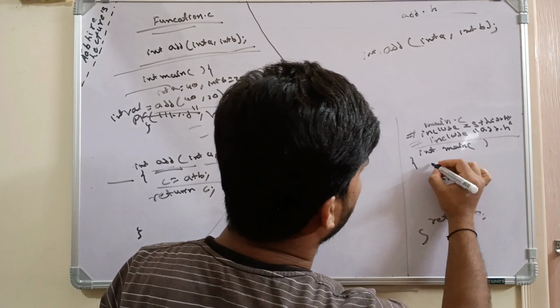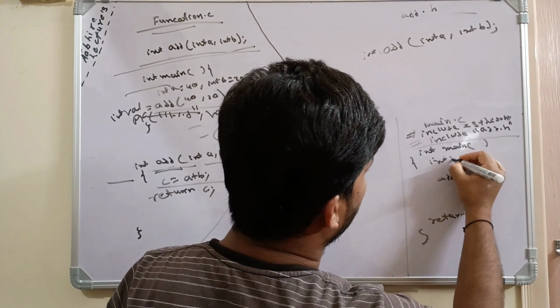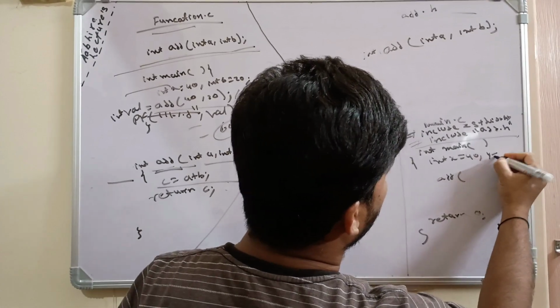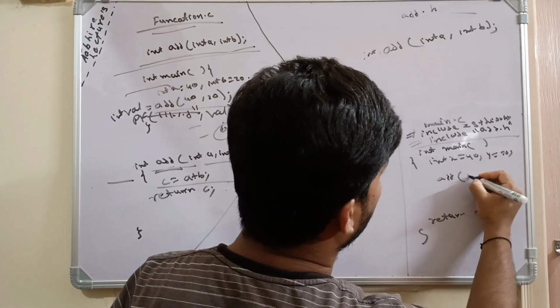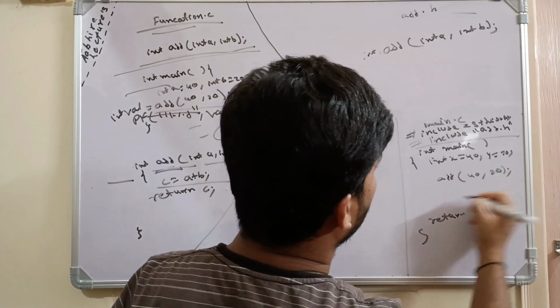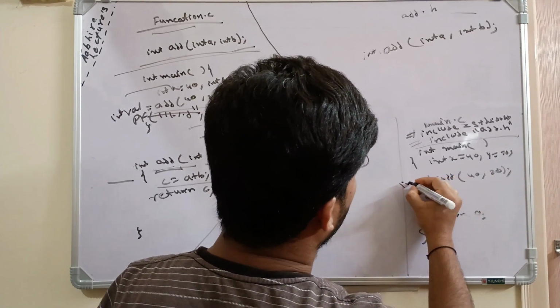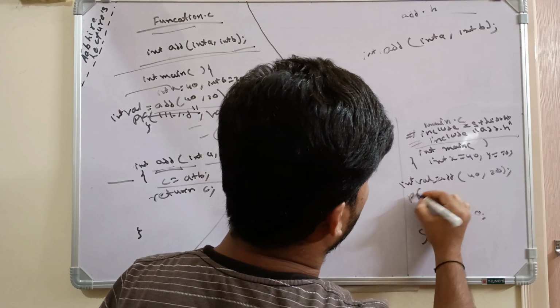So we will call it here, right? And before that, create a variable and assign some value. Equal to 20. Okay, 40 and 20, stored in some variables. Okay, then print.